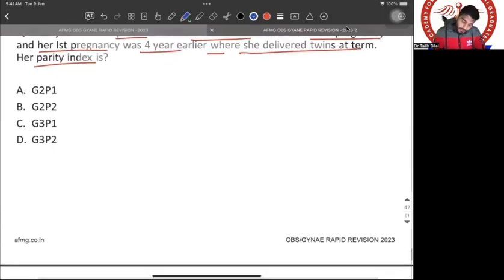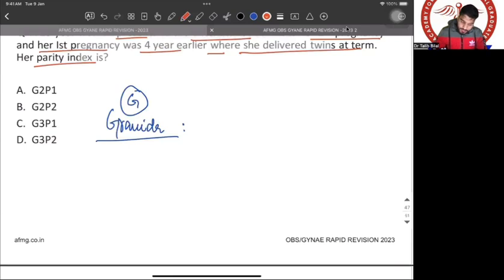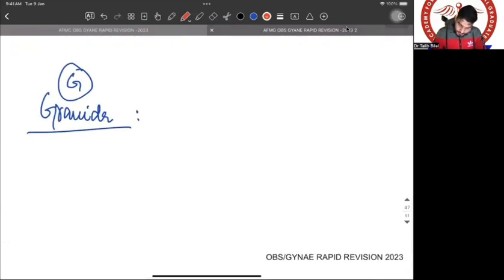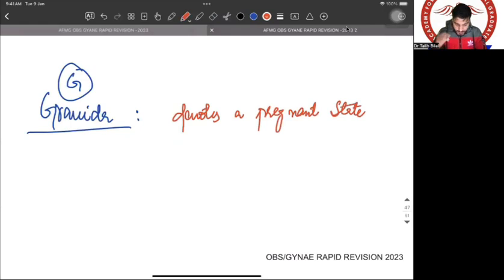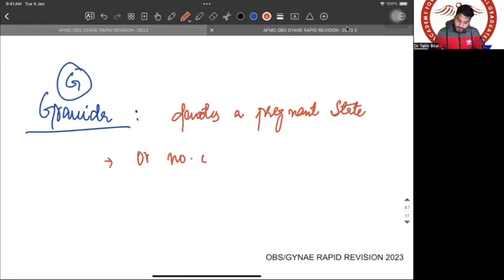So, guys, there are a couple of different definitions. First of all, G. What is G, my dear students? G is gravida. G से क्या होता है? Gravida. Okay. So, what is gravida? It denotes a pregnant state, both present and past. That means how many times she was pregnant, okay? Or the number of times pregnant.